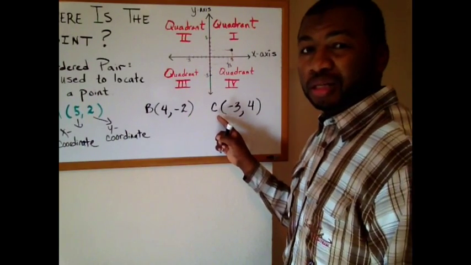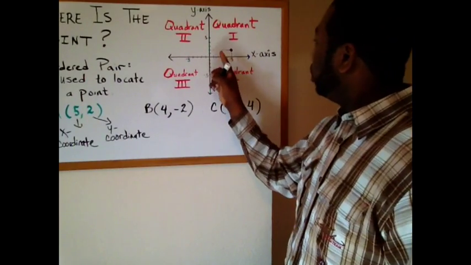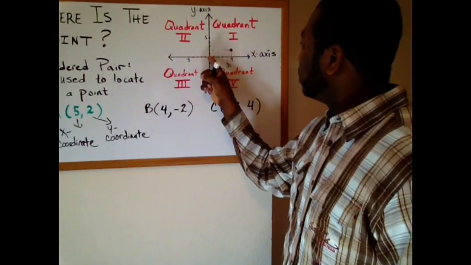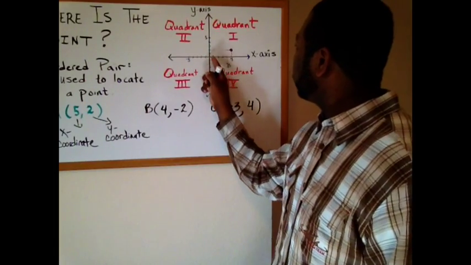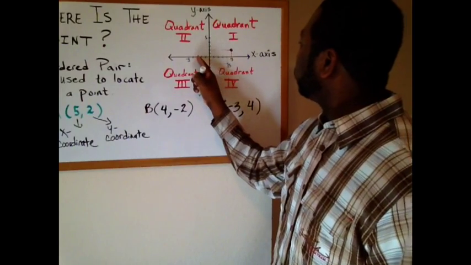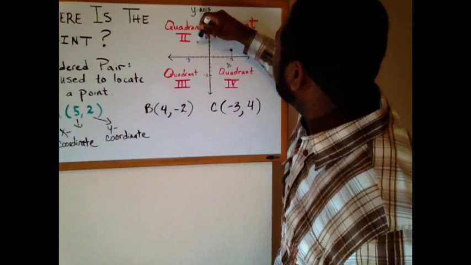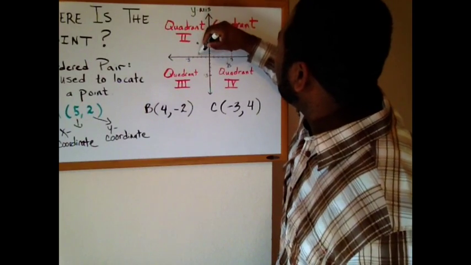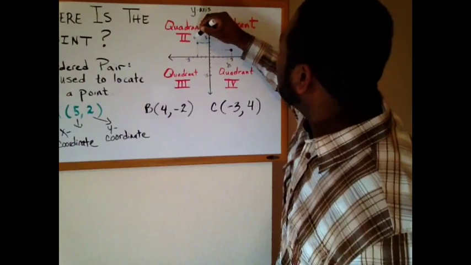Point C at -3, 4. Notice I'm always starting at the origin. At the origin, first I'll go to my x coordinate, -3, so I'll go to the left 3. My second number is 4, so from there I go up 4. Left 3, up 4. 2, 3, 4. So, lines up with the -3, then lines up with the 4.